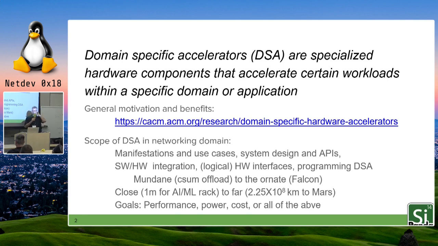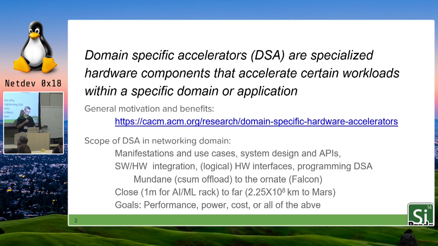Proximity is also interesting. I was thinking about this today. So when we think about an AI ML rack, sometimes 1 meter is the distance we have to worry about in networking. And then later on this week, we're actually going to talk about interplanetary networking. So that's 225 million kilometers. So very small to extremely big. Again, what are the commonalities? What can we leverage in programming model and things like that?